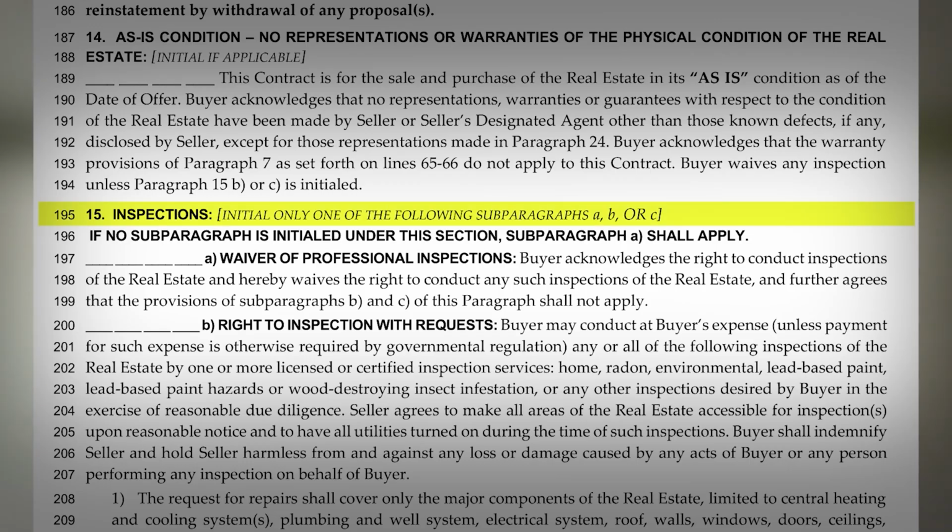Our inspection paragraph has 3 parts to it, and your buyers and sellers will sign either subparagraph A, where you are waiving inspections. This means the buyer is giving up their right to bring anyone in to inspect the property. Subparagraph B is that you are conducting the inspections and you have the option to make requests for repairs or remediation of issues that should arise.